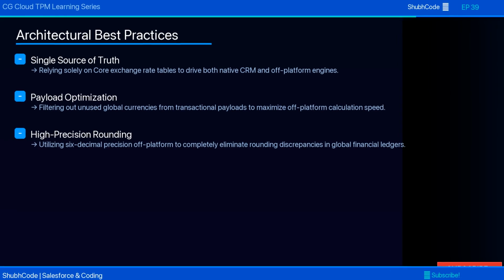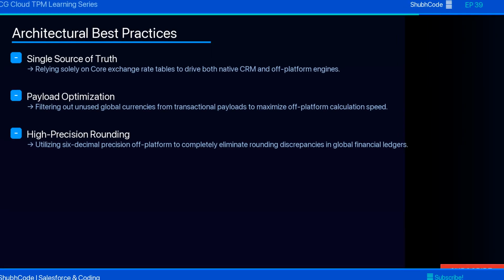To build a bulletproof multi-currency architecture, you must follow 3 golden rules. First, always configure the native DatedConversionRate object in Salesforce Core as your single source of truth. Second, keep your off-platform payload size light by only sending exchange rates for active project currencies. Lastly, handle rounding discrepancies by keeping your precision settings at 6 decimal places during off-platform processing, only rounding to 2 decimals during writebacks.